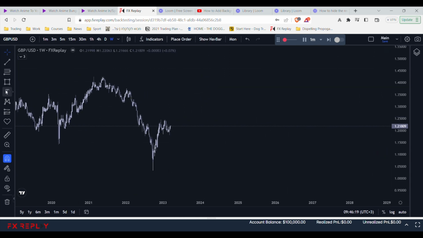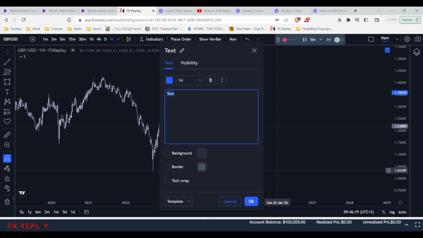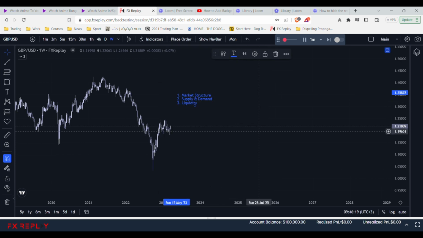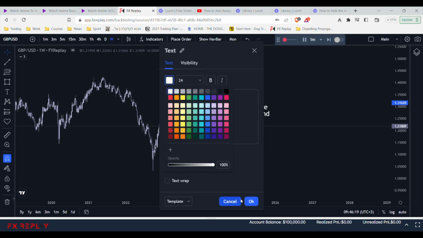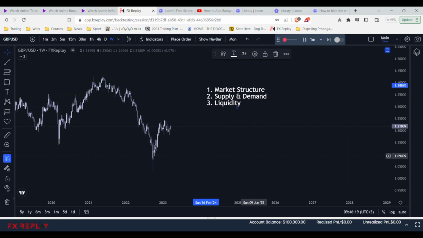So we have, let's say, three main components we want to deal with. We have market structure, right? We have supply and demand. Okay, so those are our zones. And we have liquidity. Okay, so now I'm just referring to the bare bones of our strategy. These are the general things that we want to look out for, and we can go in depth as much as we want.